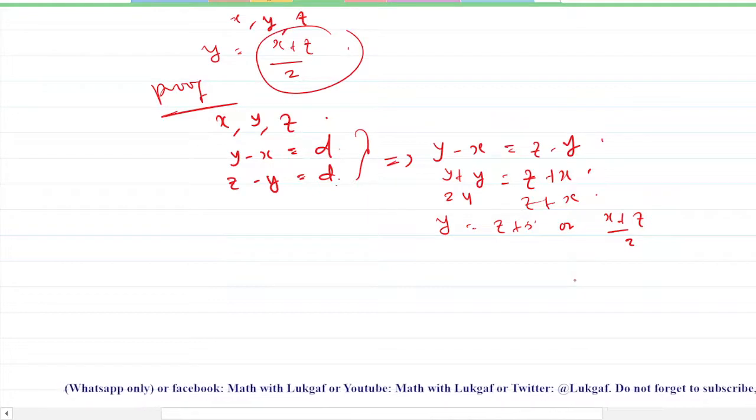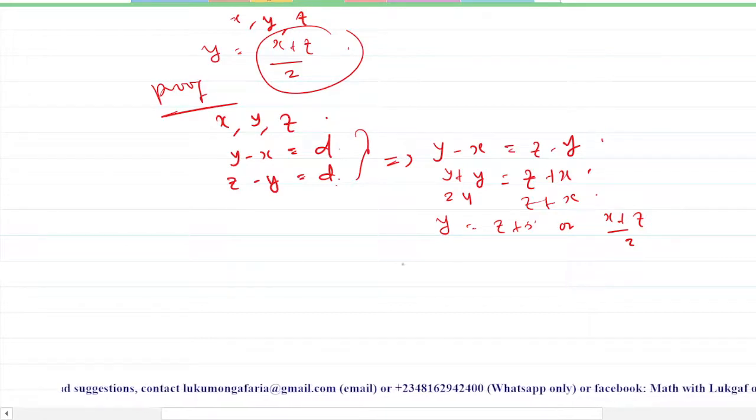In essence, when you say arithmetic mean of a sequence, if you have three consecutive terms, the middle term is the sum of the first and third terms divided by 2. So let me give you an example to back it up so that you understand what I'm trying to say.